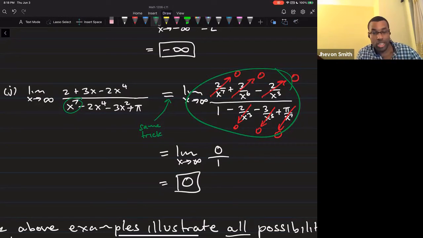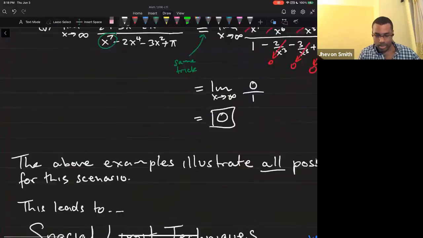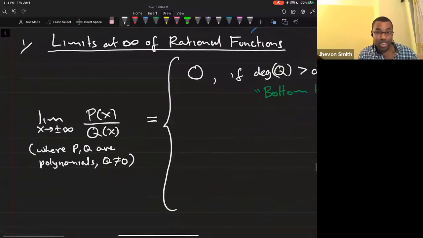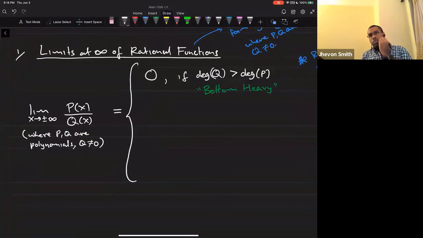You can just tell me the answer is 0, and showing your work means you would just tell me, oh, it's bottom heavy. And that would indicate to me that you realize, oh, the highest power in the denominator is larger than the highest power in the numerator. I'm going to assume that you know all that because if it's not bottom heavy and you say it's bottom heavy, then I'm going to know you don't really know what you're talking about. And if the answer is not 0 and you say it's 0, then I would actually know. So you would just say bottom heavy. That's your answer.